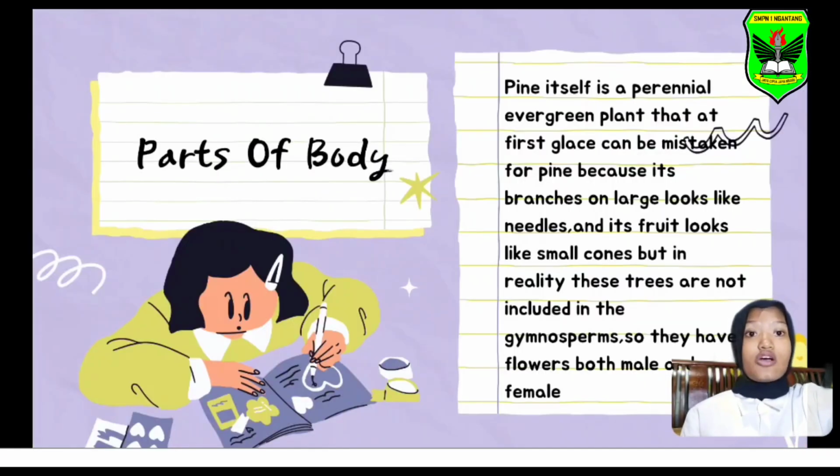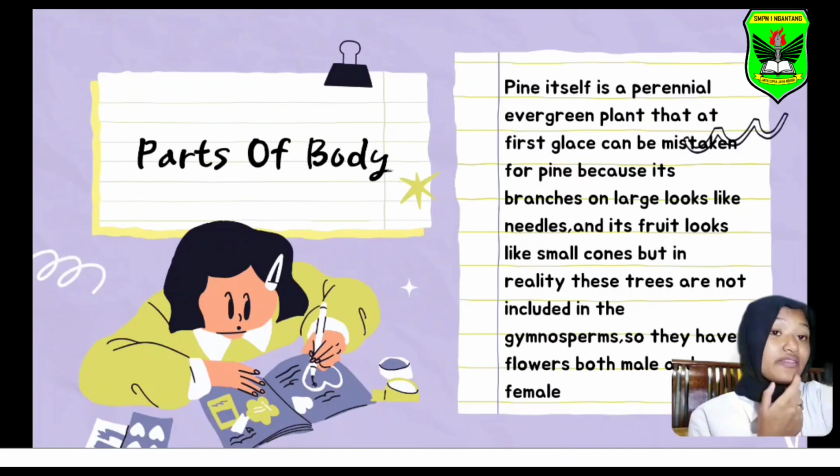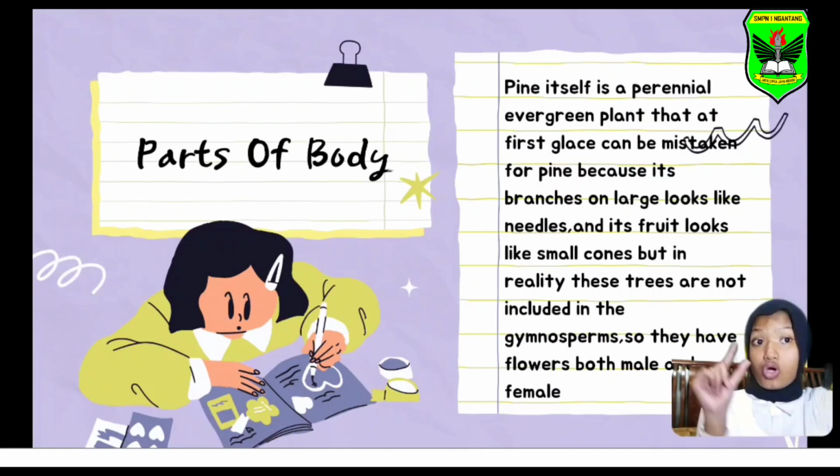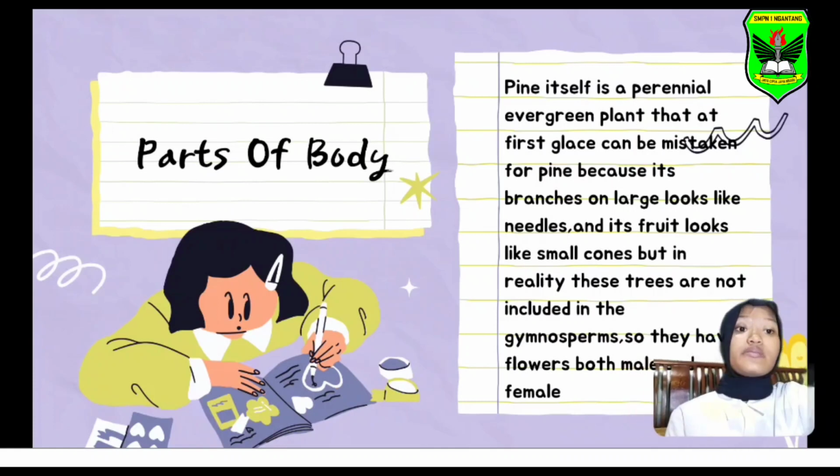Next, parts of body. Casuarina itself is a perennial evergreen plant that at first glance can be mistaken for pine because its branches on larger trees look like needles and its fruits look like small cones, but in reality these trees are not included in the gymnosperms, so they have flowers, both male and female.